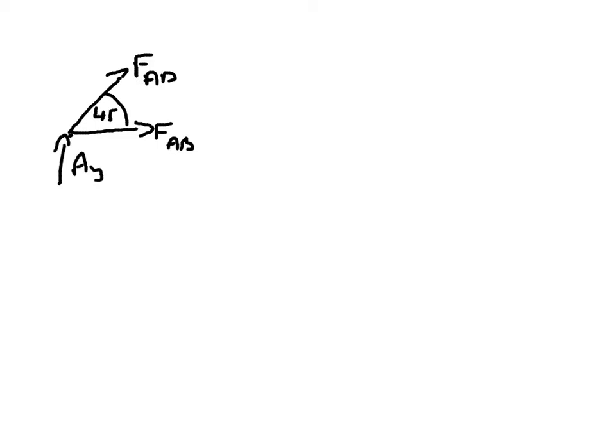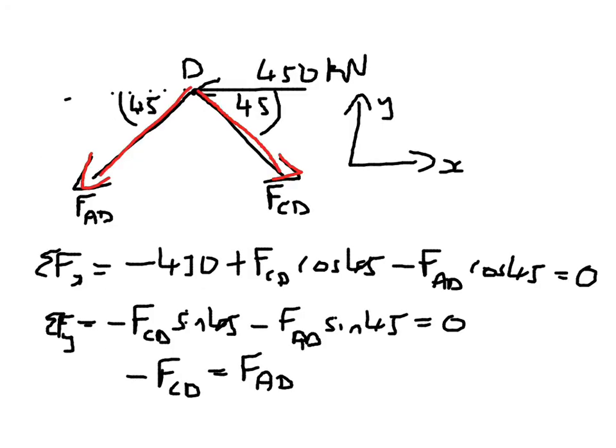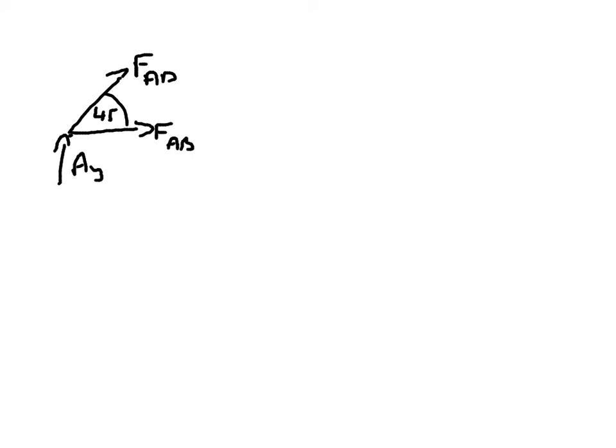now I've drawn AD still in the original direction. I drew it pulling away from point D, so FAD here is pulling away from point D, acting in towards the middle of the member. Here I've drawn it also acting towards the middle of the member. Now we found that assumption to be incorrect, but I've maintained it for the diagram, and I'll show you how to deal with that in a moment.